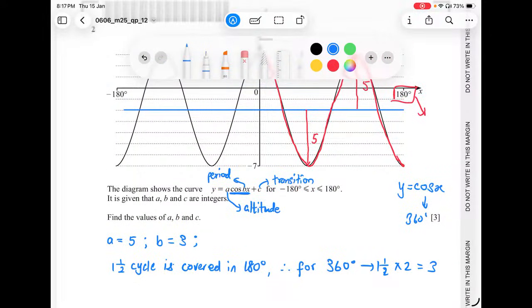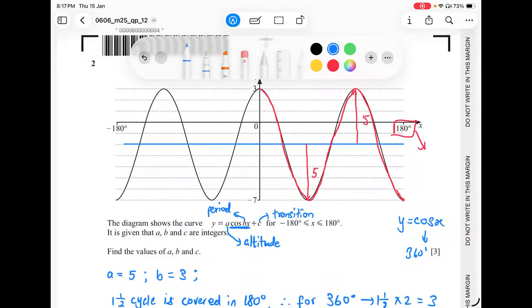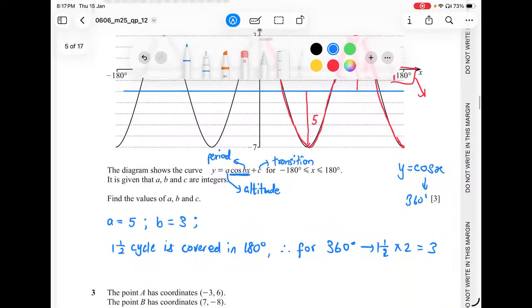Hope you understood how the period is calculated. You just need to compare the value you get from the graph with 360 degrees to get the period, because as you know, the general cos x graph is 360 degrees for one cycle. And C, the value of C, is the transition. So again, you need to compare it with this cos x graph. Basically in a cos x graph, it will be from 1 to -1.